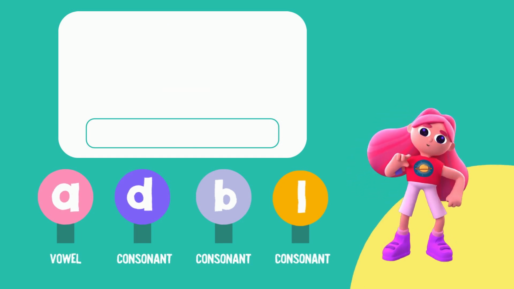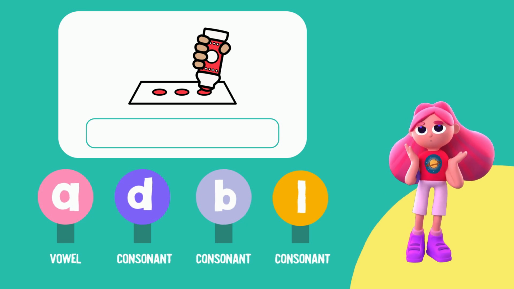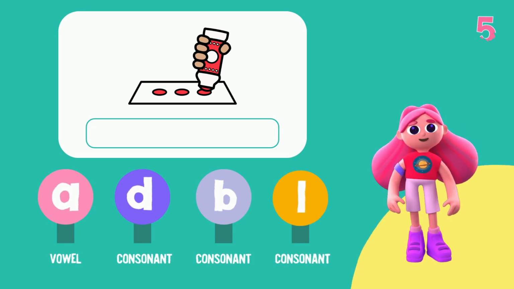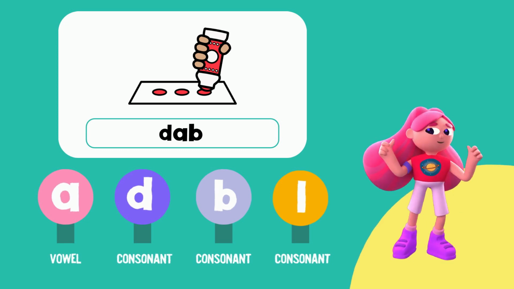It's time to build the last word. How do you spell the word dab? Dab. Dab is spelled D-A-B. Great job!